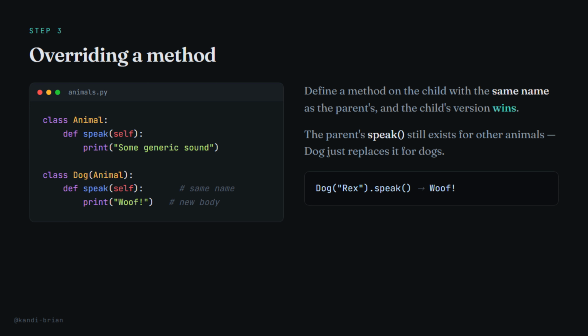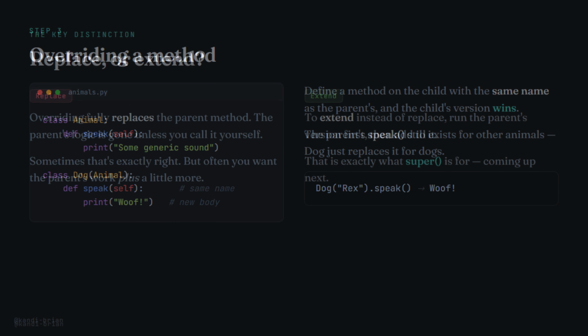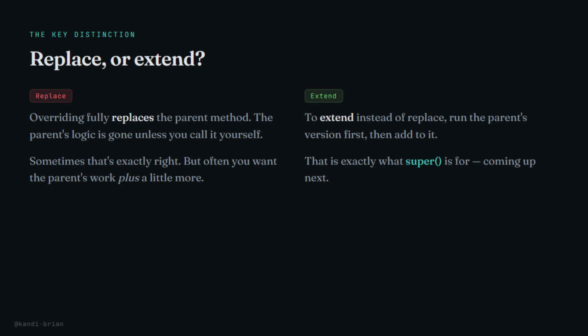Now when you override a method like that, you fully replace the parent's version. The parent's logic is gone unless you deliberately call it yourself. And sometimes that's exactly what you want, but often you don't want to throw the parent's work away. You want the parent's behavior plus a little extra on top. You want to extend it, not replace it. So that's what super is for.